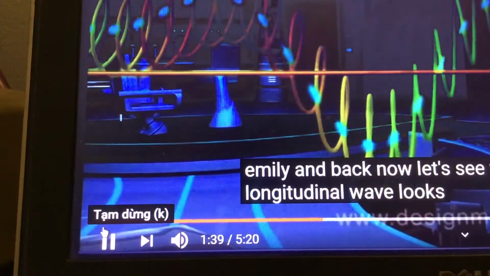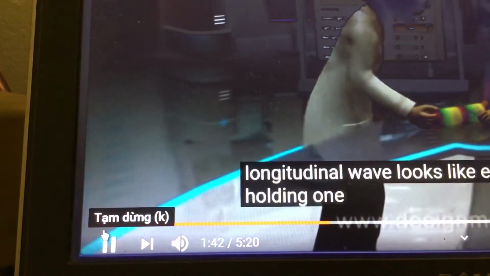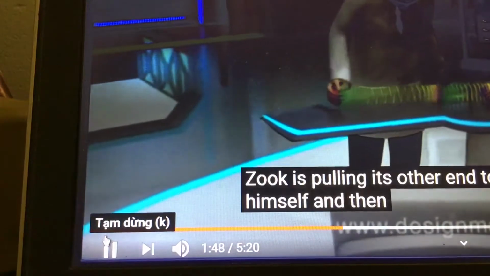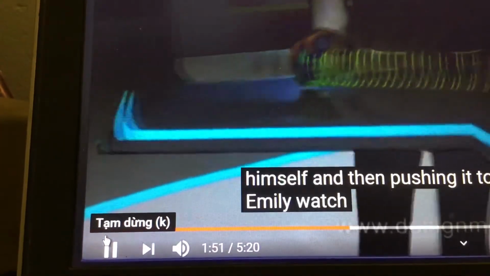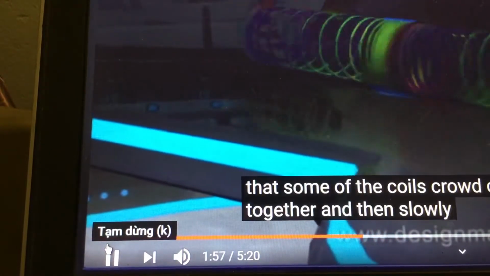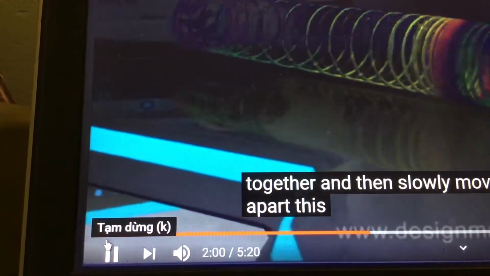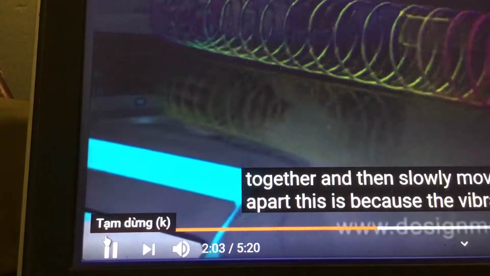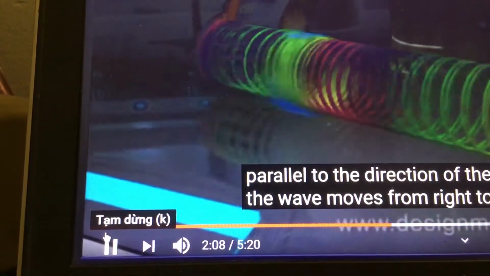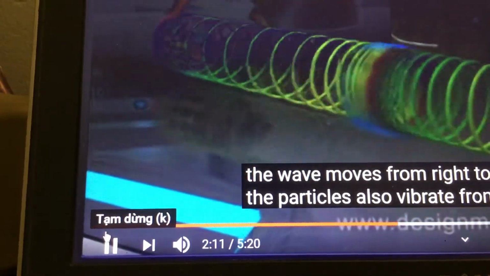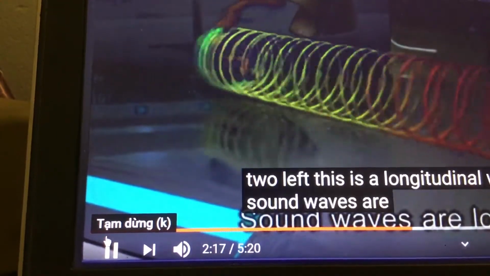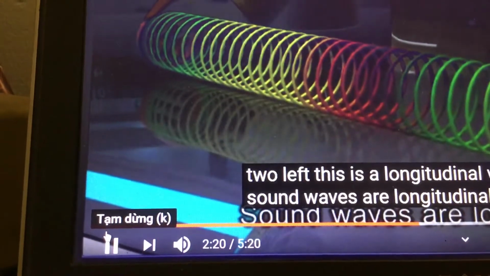Now let's see what a longitudinal wave looks like. Emily is holding one end of the slinky. Dr. Zhu is pulling the other end towards himself and then pushing it towards Emily. Watch closely and you will notice that some of the coils grow close together and then slowly move farther apart. It's because the vibrations are parallel to the direction of the wave. If the wave moves from right to left, then the particles also vibrate from right to left, and it's a longitudinal wave. Sound waves are longitudinal waves.